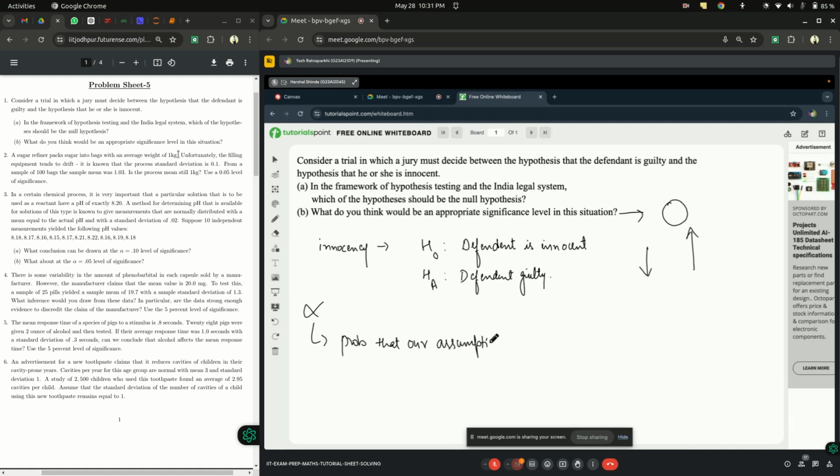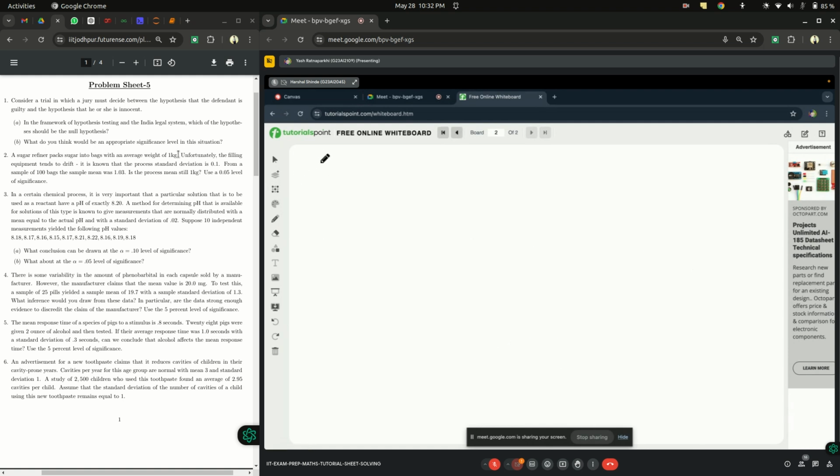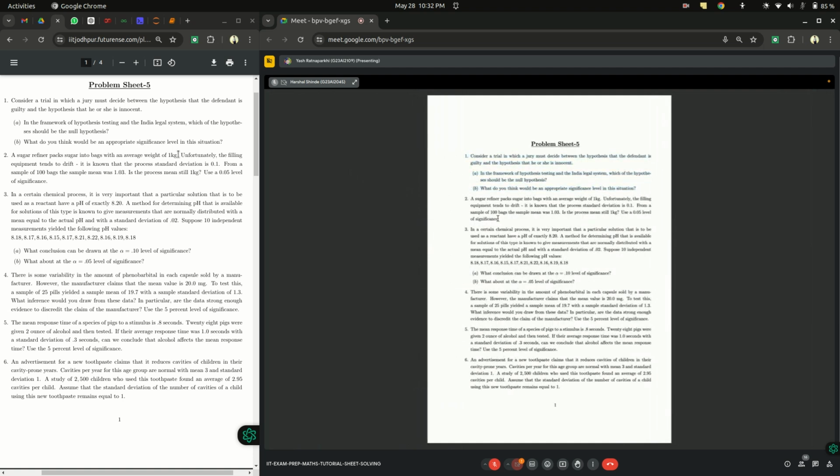Correct? Yeah. So in any case, if a wrong person is hanged to death, that is very wrong in humanity. That's why we keep our alpha as low as possible, so that a person is more likely to be found innocent rather than directly being given the sentence of death. Got it? Sure. It was pretty easy. It does not have much to discuss.